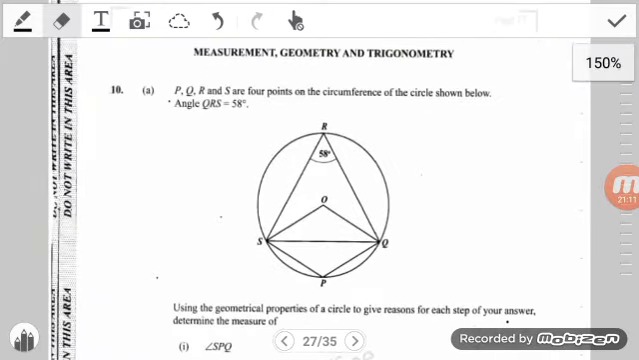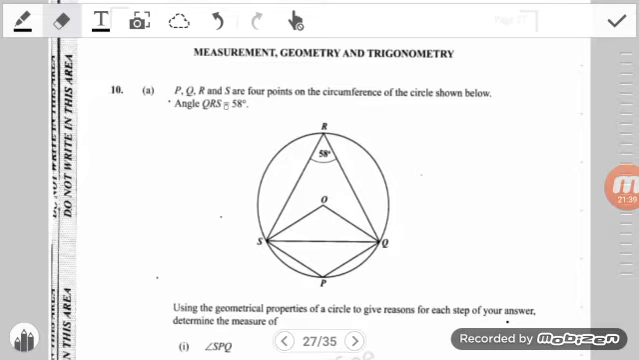So we're on to the measurement, geometry, and trigonometrical section of the paper. And we're going to kick off this section here with circle theorem. So we start off by seeing here that P, Q, R, and S are 4 points on the circumference of the circle shown below. Let's identify those points, guys. P, Q, R, and S.